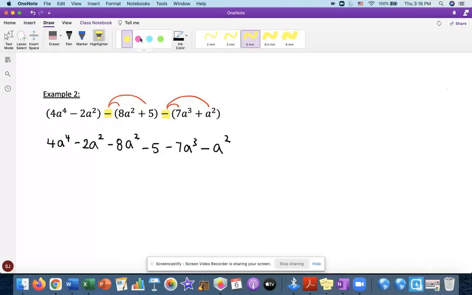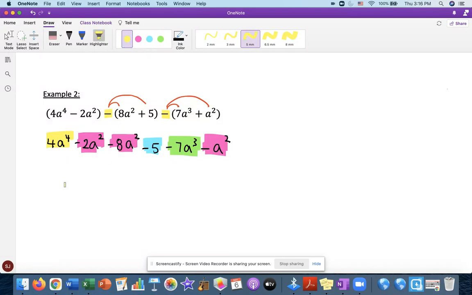Let's go ahead and identify the like terms. First, we begin with 4a to the fourth power. I don't see anything else with the power of 4, so we leave it as it is. Next, we have negative 2a squared. There is negative 8a squared and a squared right here, so we have 3 matching terms. Next, we have negative 5, which is a constant, by itself. And lastly, negative 7a cubed, which again is by itself.